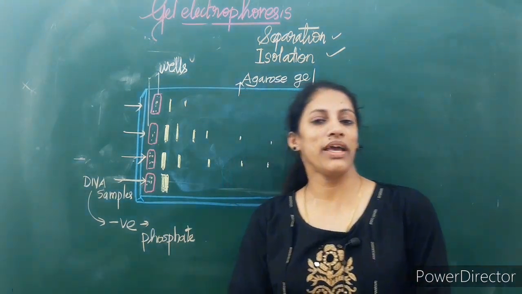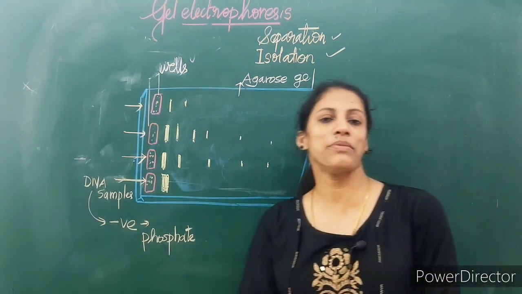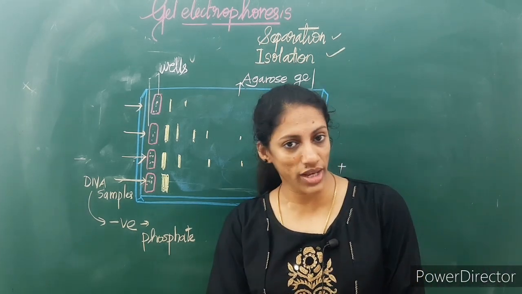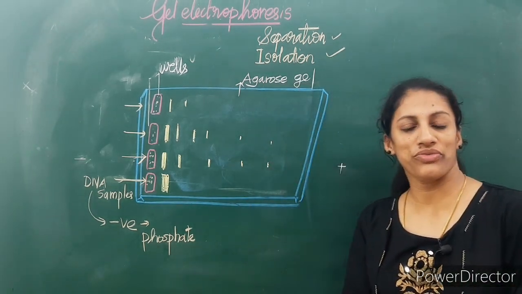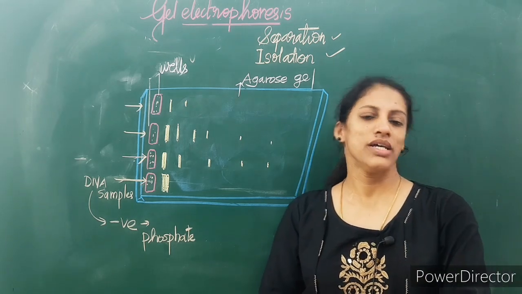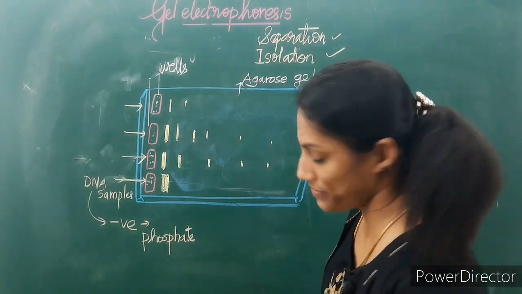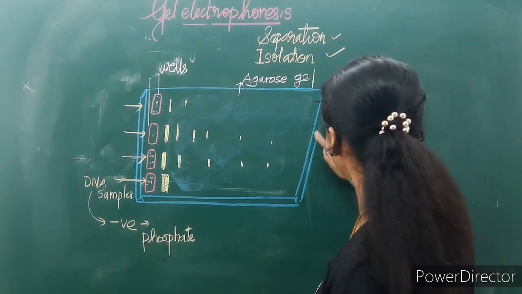The DNA fragments are able to separate because of the presence of the charge under an electric field and also due to the sieving effect of the gel. Okay, simple fact. So this way the DNA is separated.